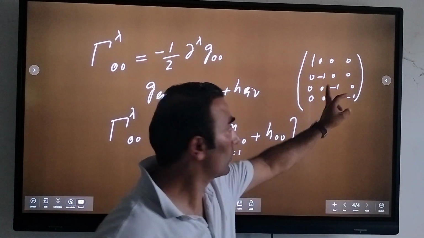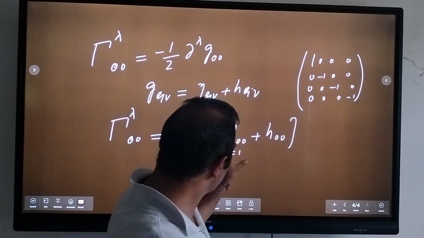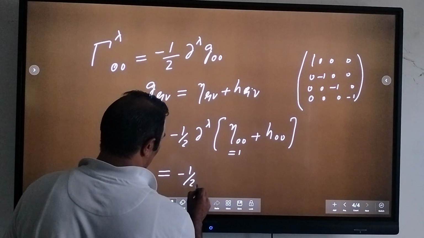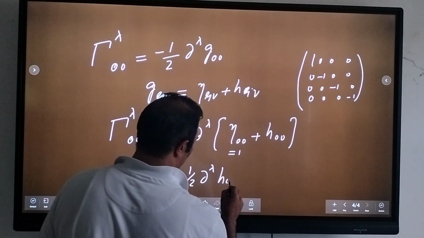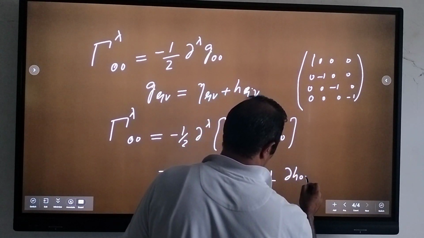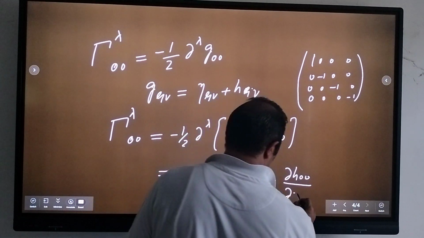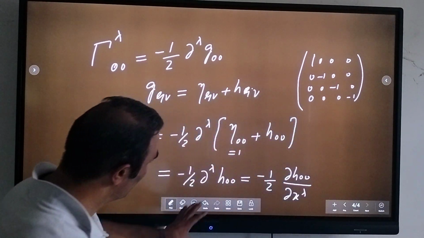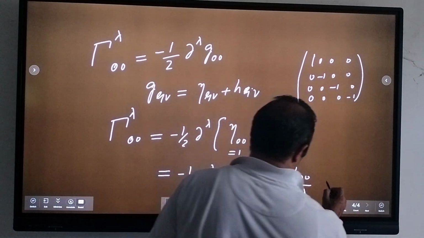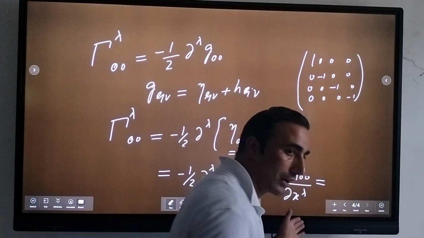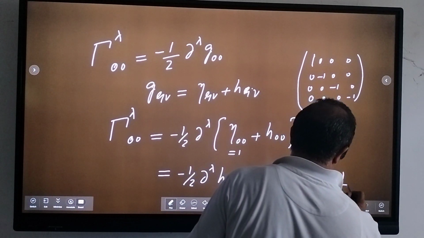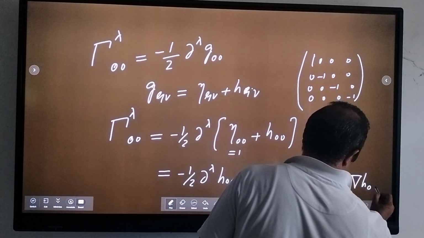So 0 0 corresponds to our first element, right? This is what I wrote here: eta 0 0 will be equal to 1, and this will be equal to minus 1 by 2 partial lambda 0 0, which is minus 1 by 2 partial h 0 0. Since this is partial by partial x, and it is along x, or you take the x, y and z components, this will then be minus 1 by 2 nabla of h0, right?